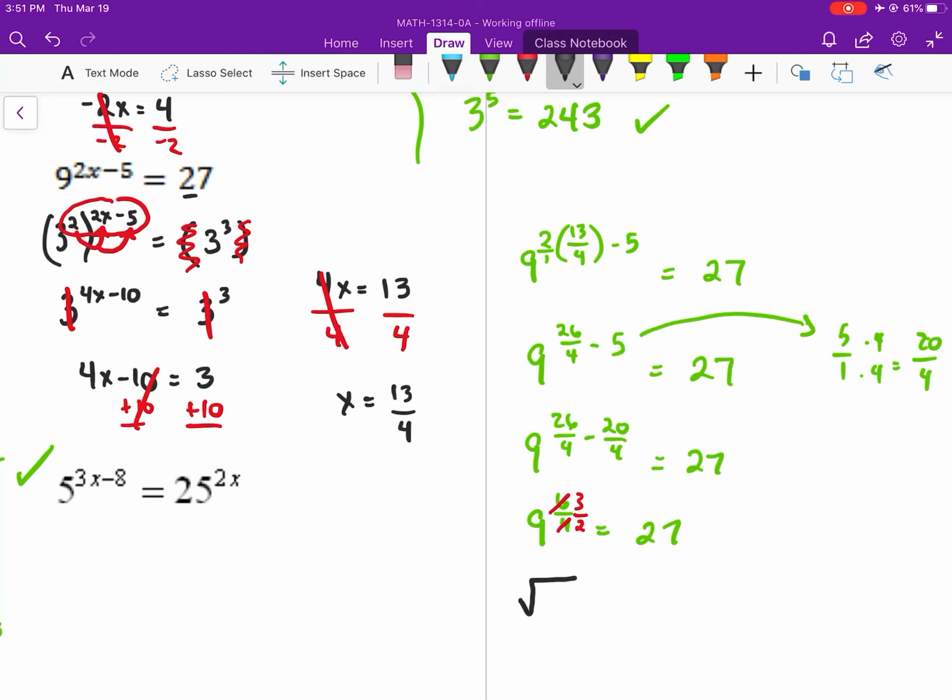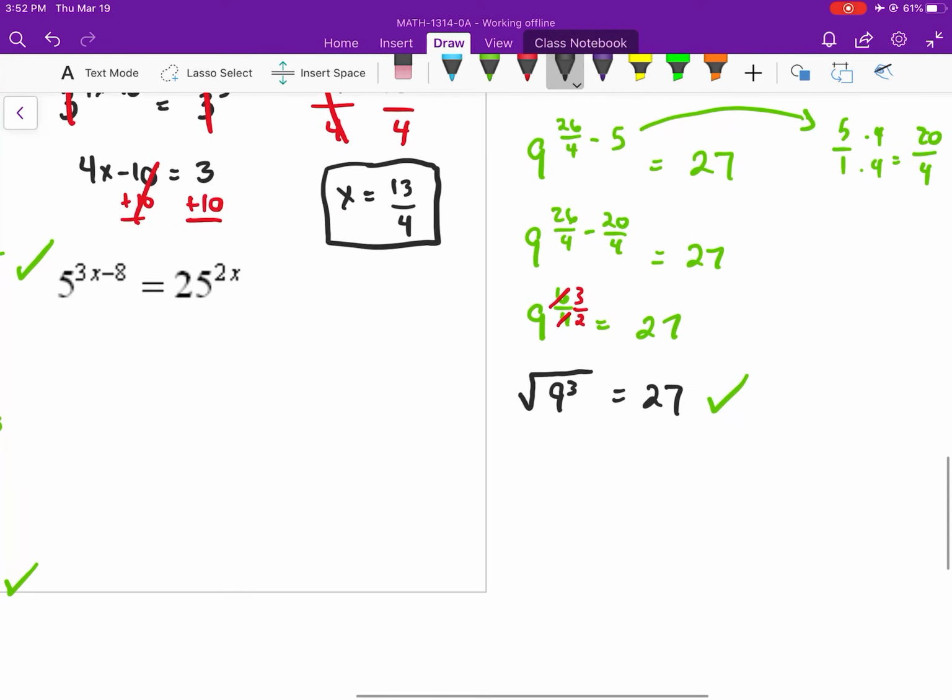Now, last step here, we need to do the square root of 9 cubed, which we hope is going to equal 27. Because again, the top number is the power, the bottom number is the root. So I'm picking up my calculator here, and I'm doing the square root of 9 cubed, and that comes out exactly to 27, which means our check is good, which means our answer, x equals 13 over 4, is correct.